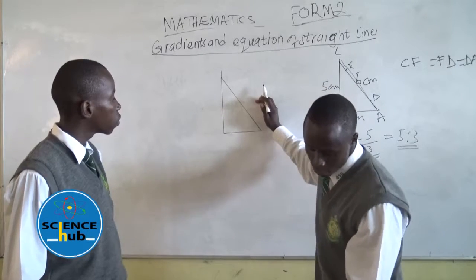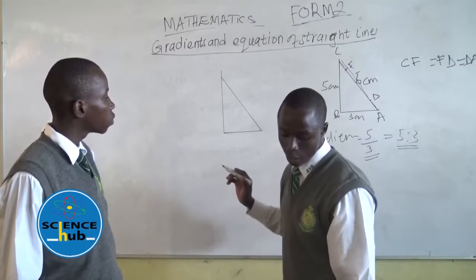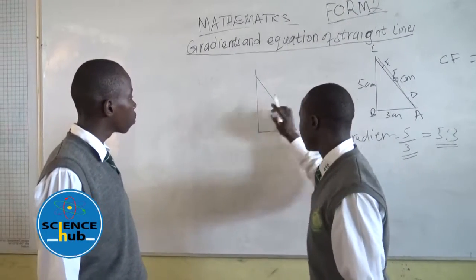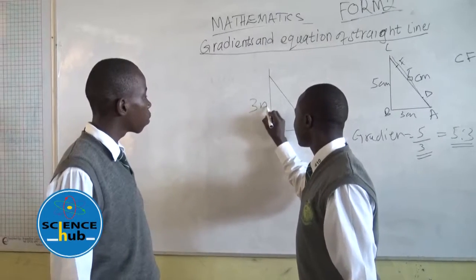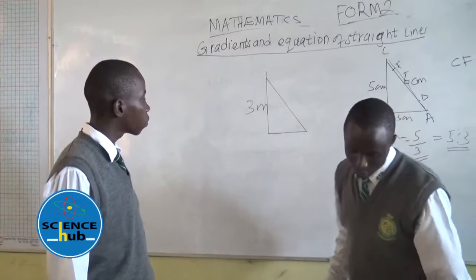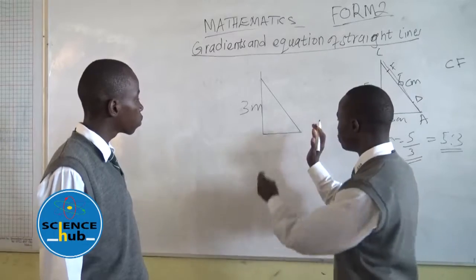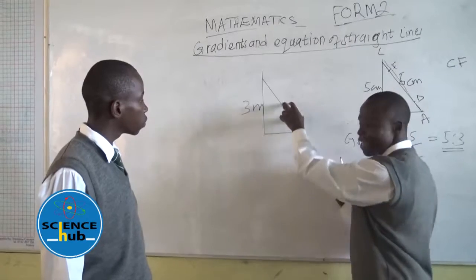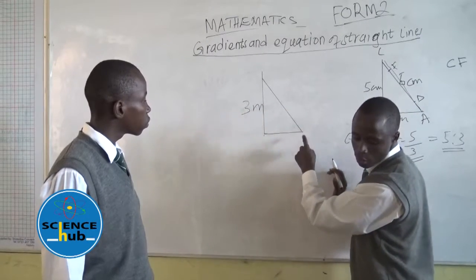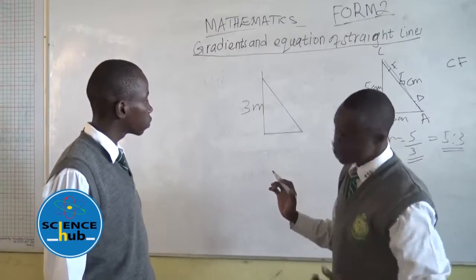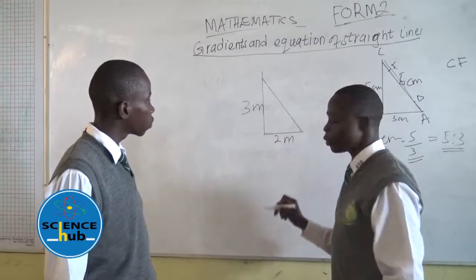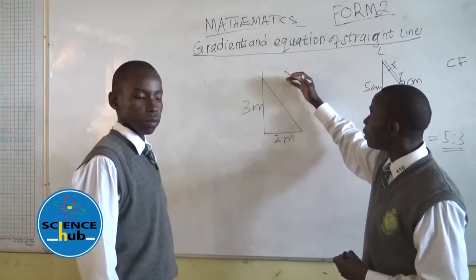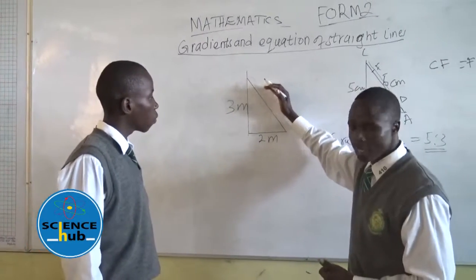Maybe you are told that a ladder is leaning on a wall of 3 meters high. This is the ladder, this is the wall. The wall is 3 meters high, and then you are told the distance from the feet of the wall, from where the ladder is touching the ground, maybe you have given to be 2 meters. Then you are asked to find the gradient of this ladder.